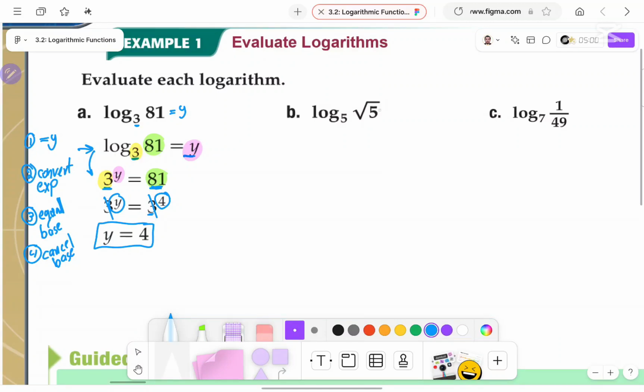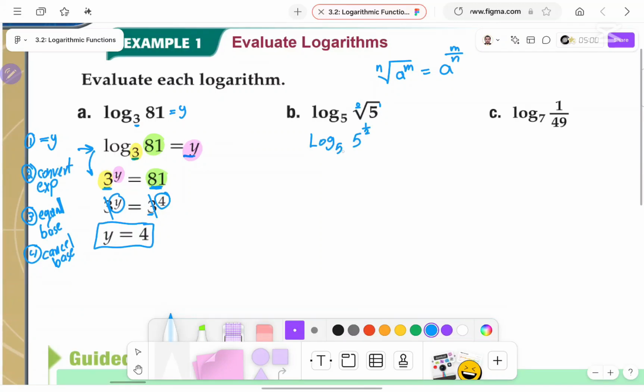Now let's do question number B. The same thing. As you can see here, we have a rule: when I have a square root of anything, for example a, how can I convert this to exponential? It will be a to the power m over n. The number here is square root, so always 2. And here the number is 1. So let's convert it now. Log base 5 of 5 to the power of 1 over 2.